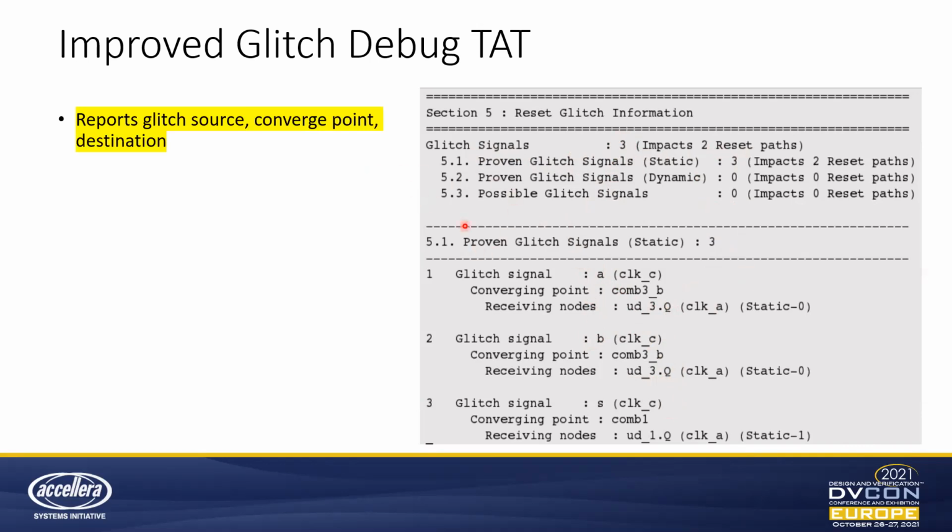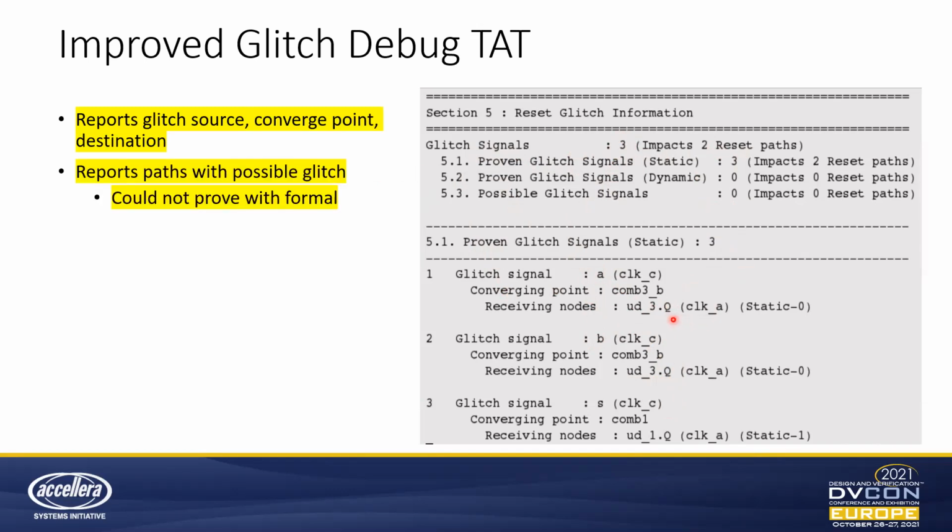So we report the glitch converging point and the destination register. We also report the possible glitch signals. Here there are 0 possible glitch signals. These possible glitch signals are those which cannot be proven through formal.